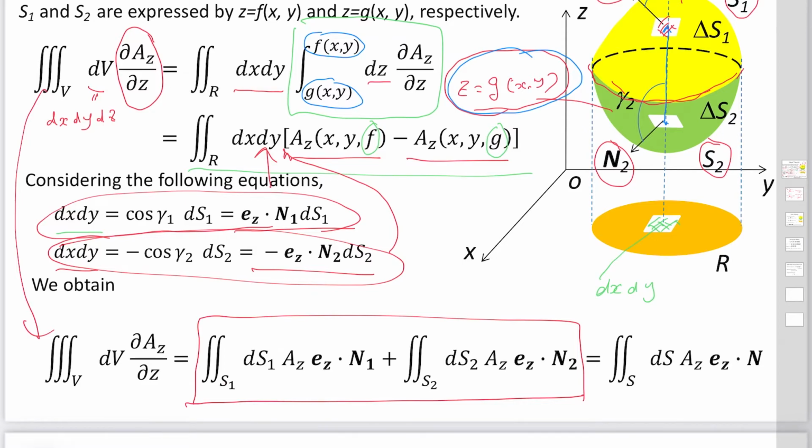A sub g, E sub g times n sub 1, this part. And the second one, this negative sign, the negative sign cancels and becomes a positive sign. And the E sub g, n sub 2. And then we could combine these two forms into a single equation: surface integral of A sub g, E sub g dot n.